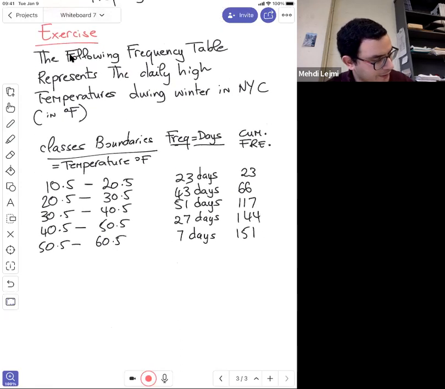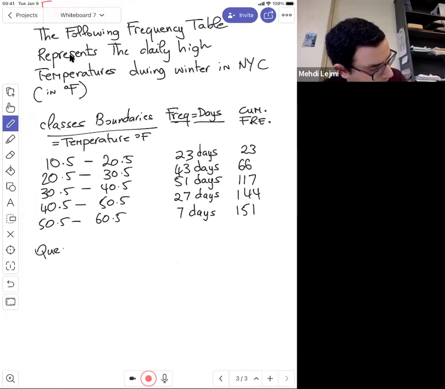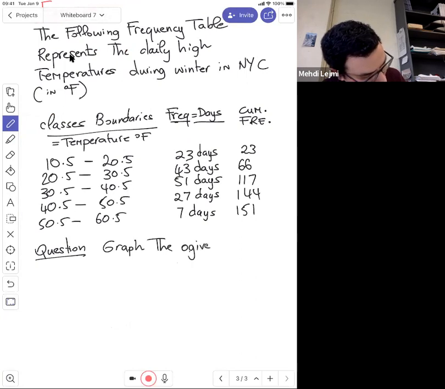So now the question, the exercise: please try to graph the ogive of this sample data.